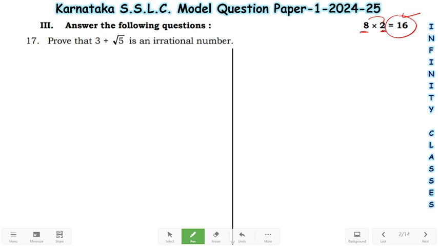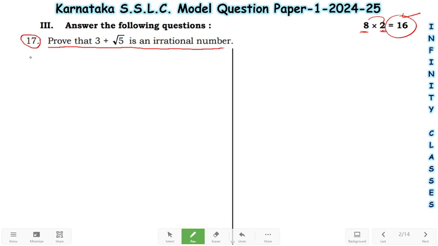Prove that 3 plus root 5 is an irrational number. It is a standard problem from the topic real numbers. So we have to prove the given number is an irrational number. We have to proceed with an assumption. So we have to assume that the given number is a rational number first, then we have to proceed.